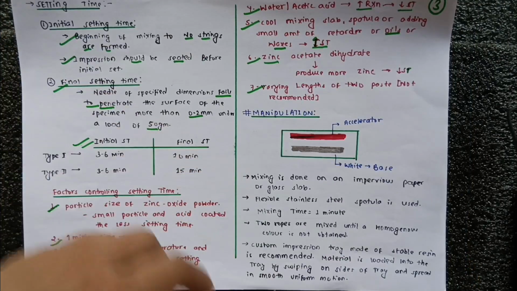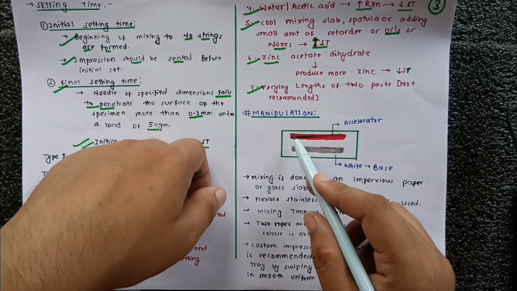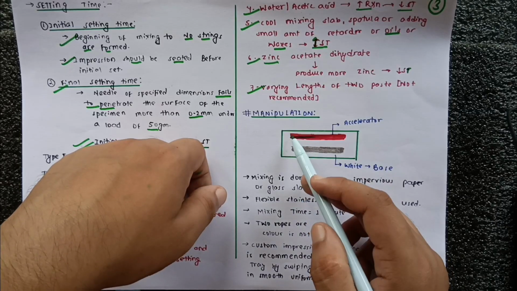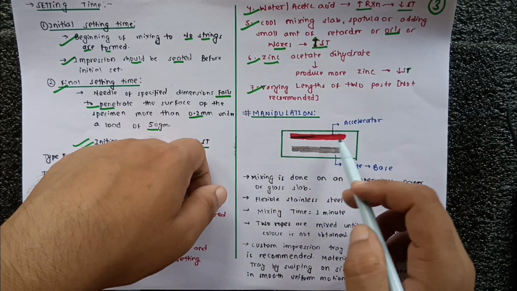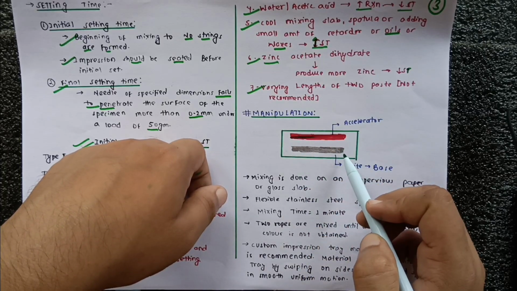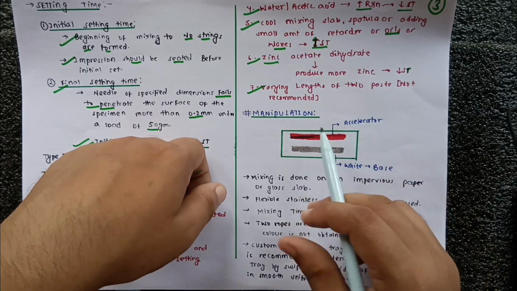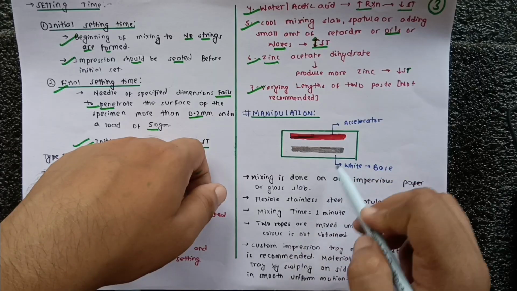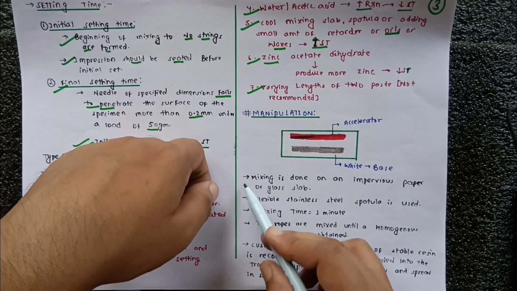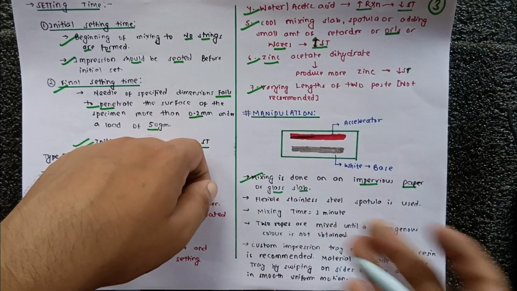Now we will discuss the manipulation section, as I have shown in this picture. We take the accelerator and we take the base, and we dispense from the tube onto this glass slab with the same diameter and the same length. You can see the length is similar, and the diameter is also similar in both dispensers. This is the accelerator and this is the base. The mixing is done on an impervious paper or a glass slab. We can also use impervious paper, but the glass slab is better, so you just go with the glass slab.